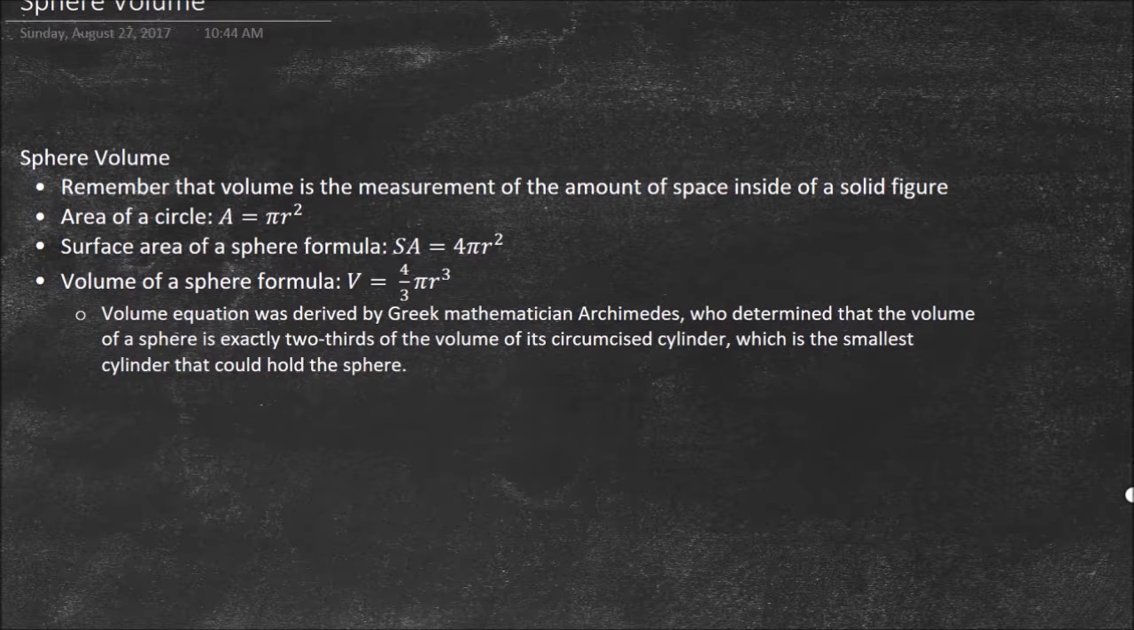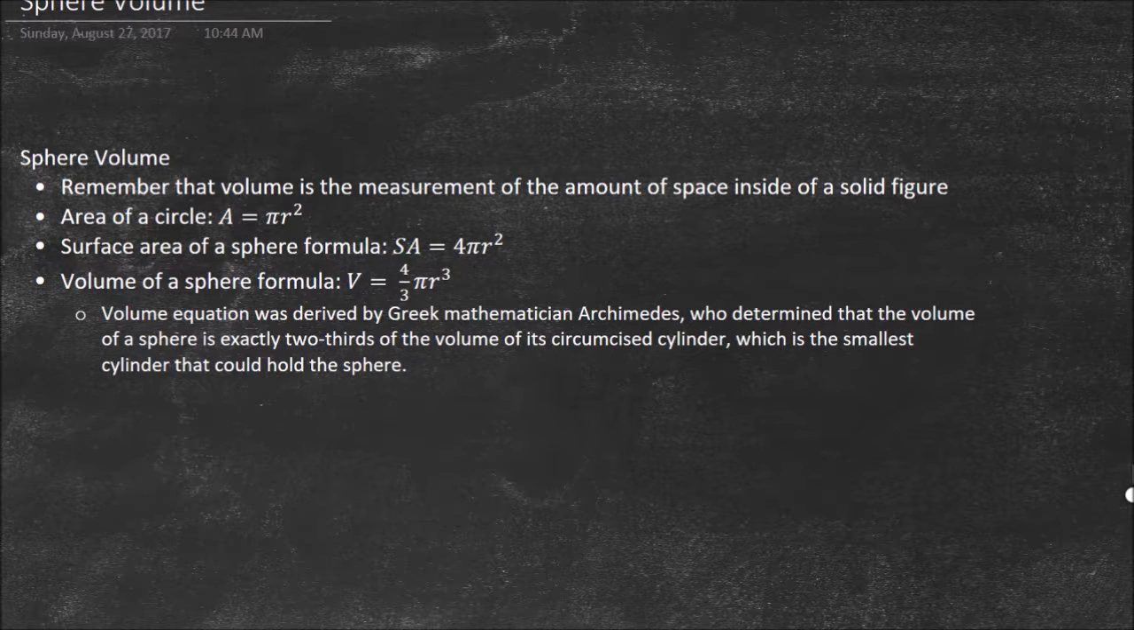And remember the area of a circle is A equals pi r squared. Also, the surface area is 4 pi r squared, so just take that area formula, multiply it by 4 and you get surface area. Now the volume of the sphere formula is 4/3 pi r cubed.